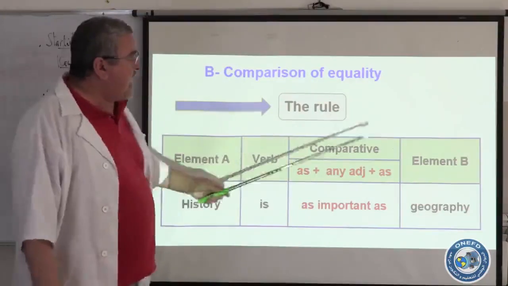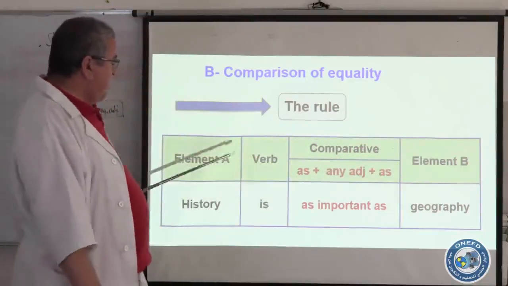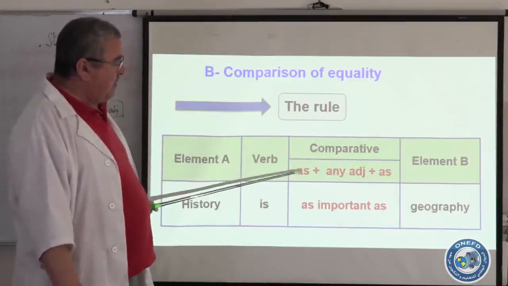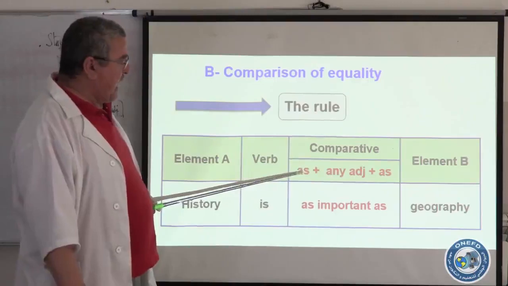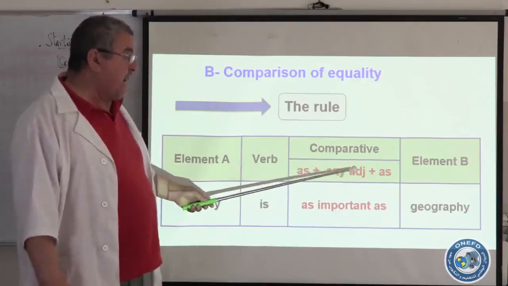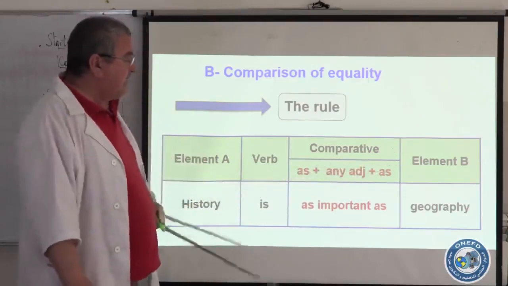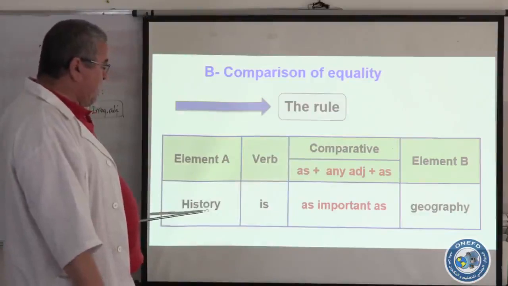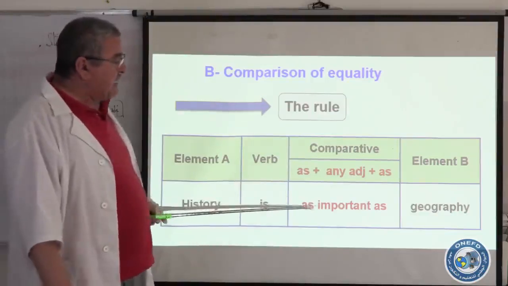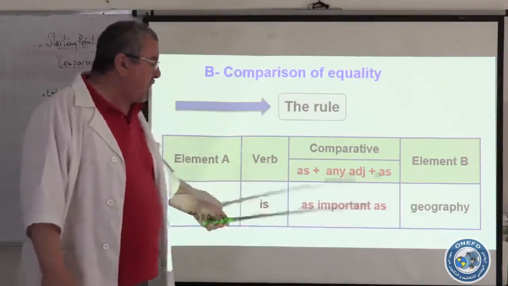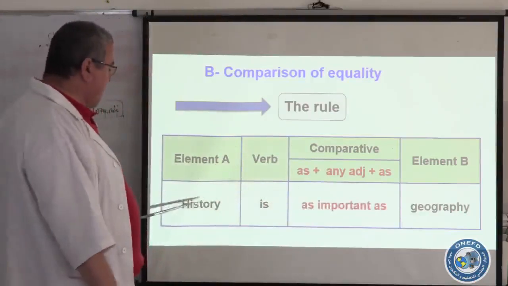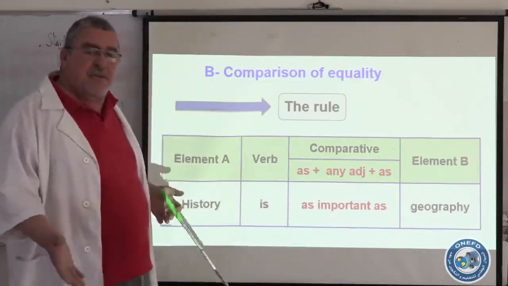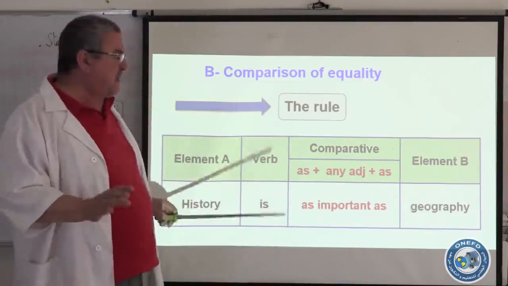Now here is the rule, comparison of equality. Element A and element B. So element A, verb, the comparative here, which is as plus any adjective again, as element B. It can be a short adjective or a long adjective. We have an example here. History is as important as geography. So the elements of comparison are history and geography. Their importance is the same. History is as important as geography.